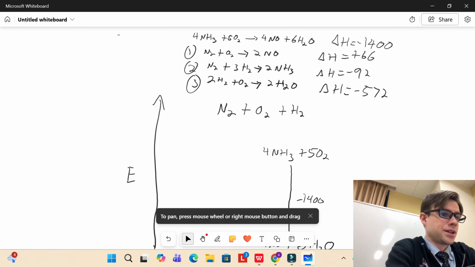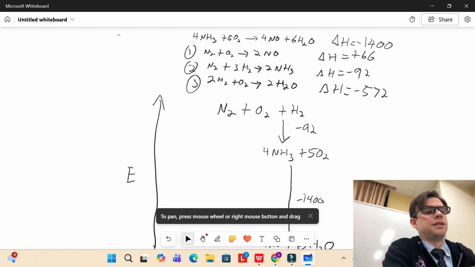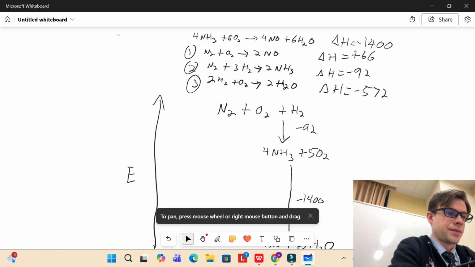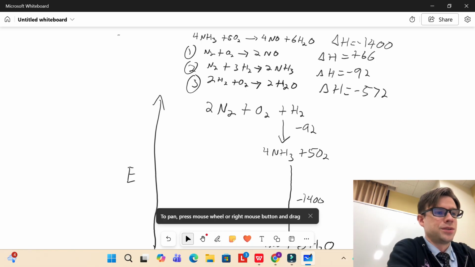We have a process which makes ammonia from H2 and N2, which is exothermic, minus 92. Now you'll notice it doesn't include oxygen. So if we add some numbers here, how much N2 do we need to make 4NH3? We need 4 N's, so double N2.